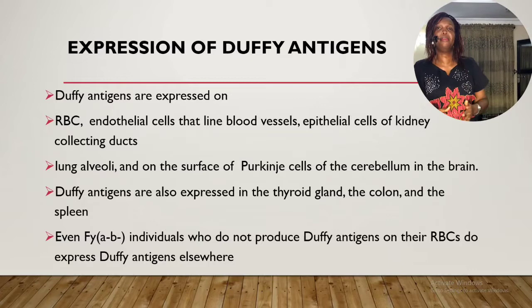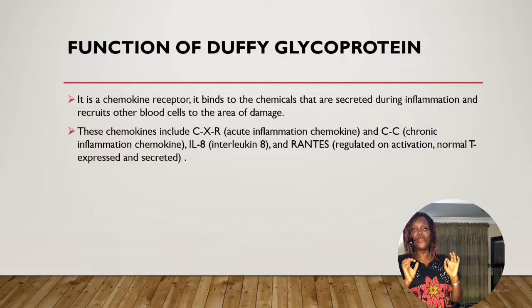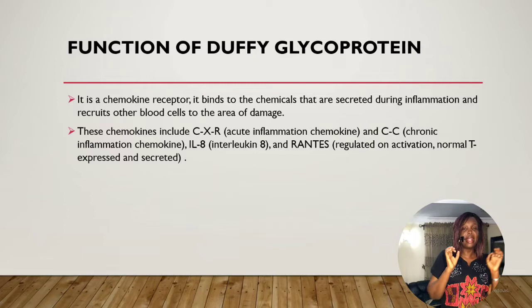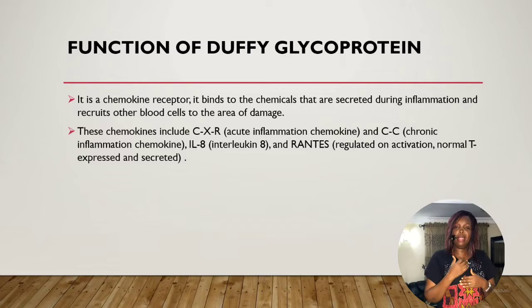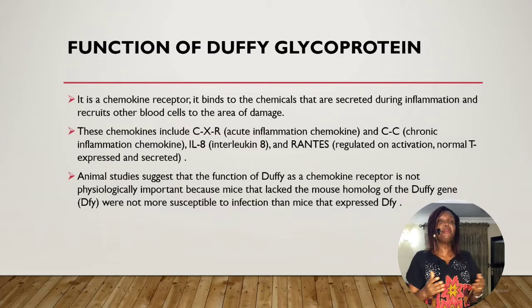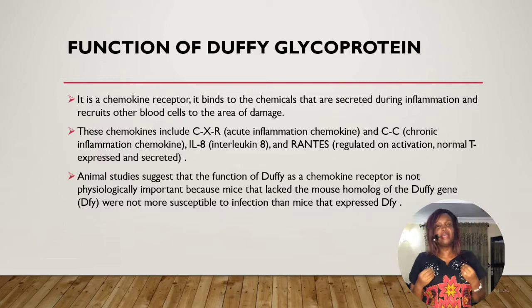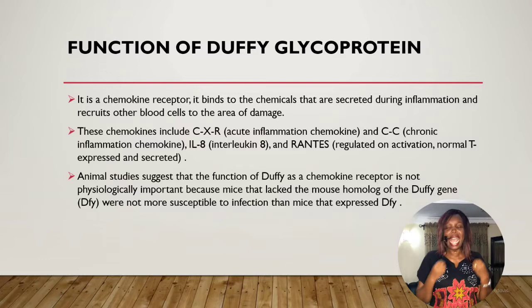Functions of this Duffy glycoprotein, what do they do in the system? Research has shown that Duffy glycoproteins are chemokine receptors. They help in inflammatory processes. They bind the chemicals that are secreted during inflammation and also recruit other blood cells to the area of damage. These chemokines include acute inflammation chemokines, chronic inflammation chemokines, interleukin 6, and RANTES, which is known as regulated on activation, normal T expressed and secreted.